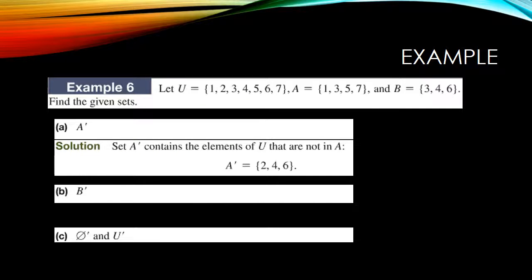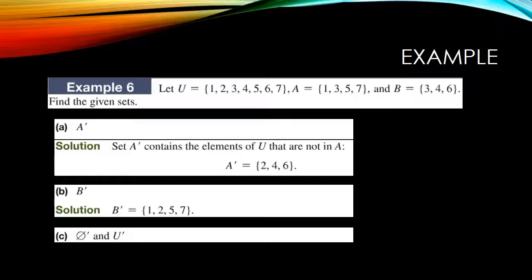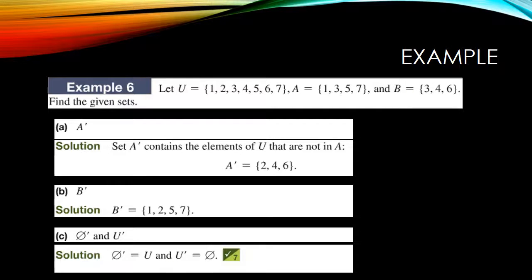Okay, A prime would be all the elements of U that are not in A. So that would be 2, 4, and 6. B prime would be 1, 2, 5, and 7. And the empty set prime would be U, and U prime would be the empty set. And that would be true regardless of what A and B contained.